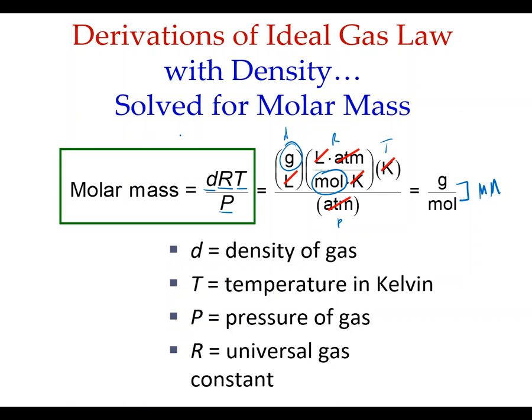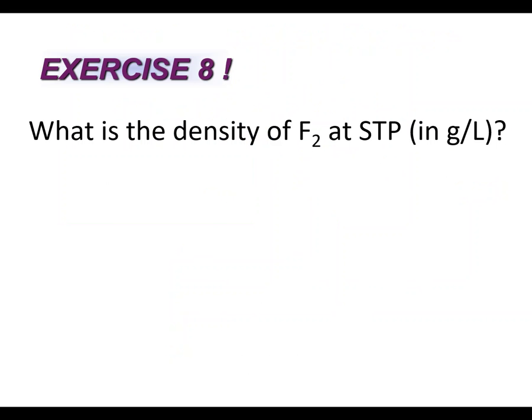So if you can't derive them, I would memorize one version of the equation so you can solve for density and you can solve for molar mass. You need to be able to do both. Like for instance, in this problem, what is the density of F2 at STP in grams per liter? Well, density equals the pressure times the molar mass over the RT. I pull that equation out. Now all I have to do is plug and chug.